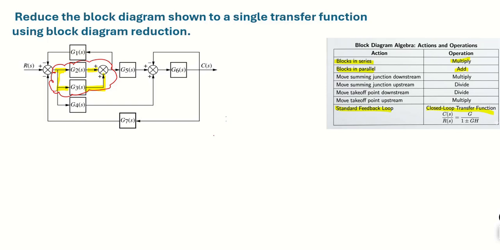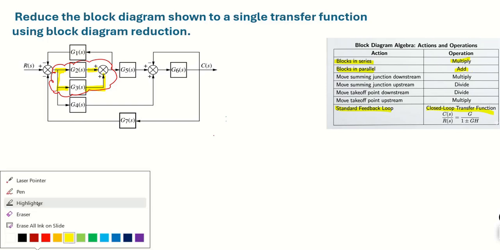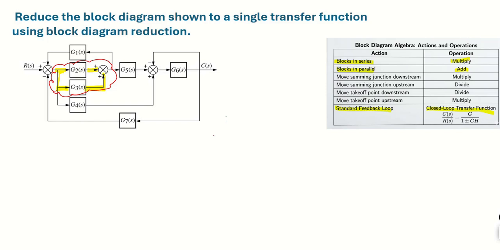Okay, now I can see that I have some blocks connected in parallel. What kind of operation can I take? Simply, the operation is addition. So I need to add these two gains together. Instead of G2 and G3 separately, it will become G2 plus G3, as straightforward as this.